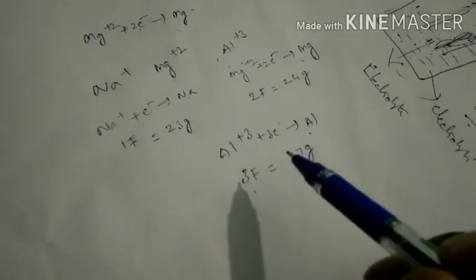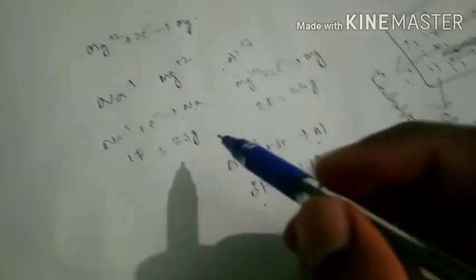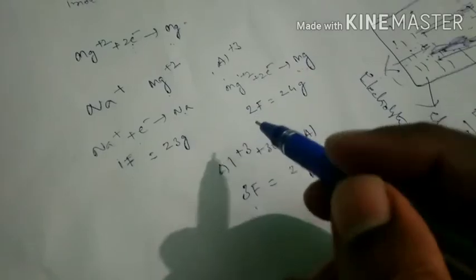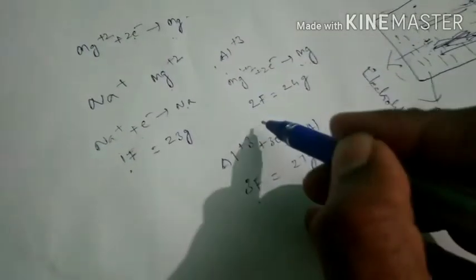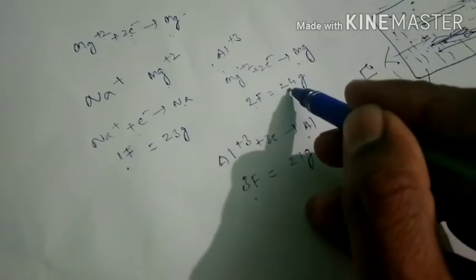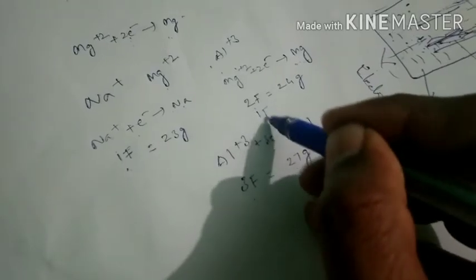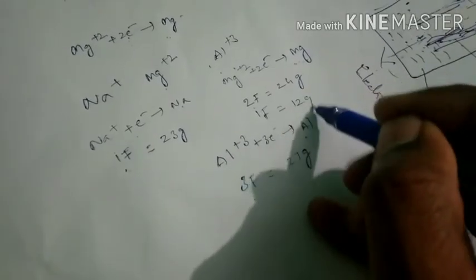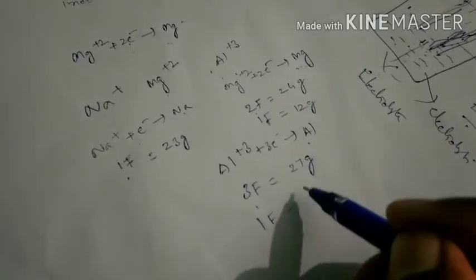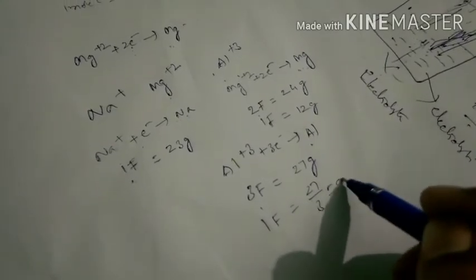The question is, we should pass the same amount of electricity, and in which case is more substance formed? That is the question. Let us assume in all cases you pass 1 Faraday. Here already 1 Faraday is there. If for 2 Faradays the weight is 24 grams, then for 1 Faraday its weight is how much? 12 grams. Here, for 1 Faraday the weight is how much? 27 by 3, nothing but 9 grams.